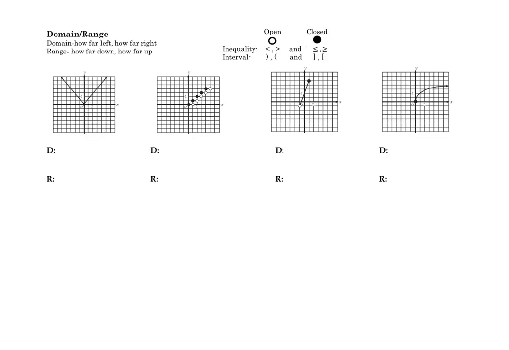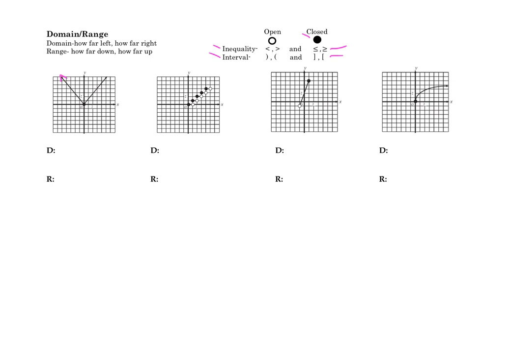Okay, now on to domain and range. Remember, domain is how far left, how far right. Range is how far down, how far up. A couple other things, remember that when you're in an open circle in an equality world, there's no line underneath. And in interval notation, it's a parentheses. And then a closed circle has the line underneath the inequality, and we use the squared off brackets.